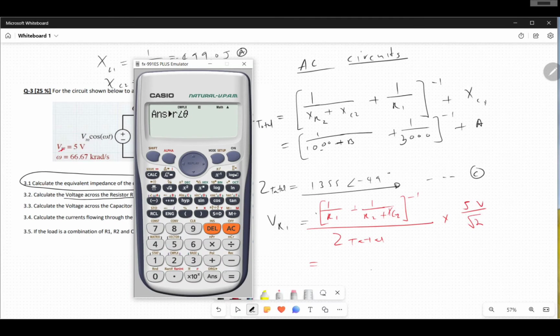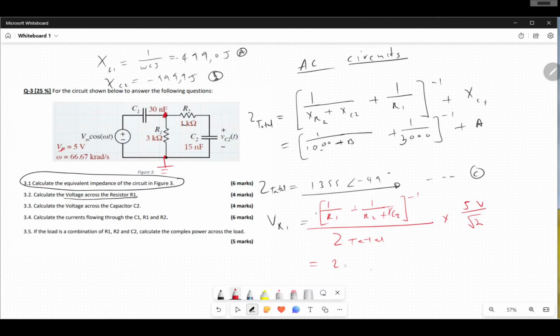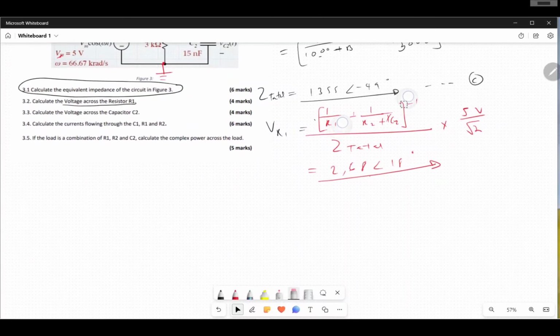Okay, then check the answer. 2.68 and 18. 2.68 and 18 degrees. That is going to be the voltage across R1. Remember this was 18, so I don't know how I got the 0 here, but now you know the correct answer. Okay, cool. So let's try to move on with our question.